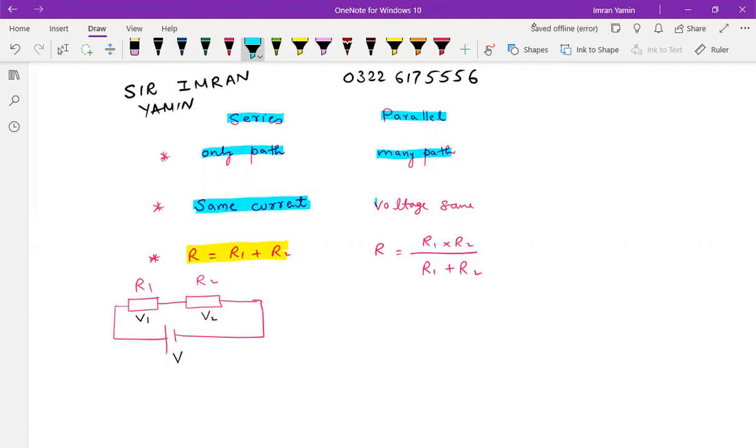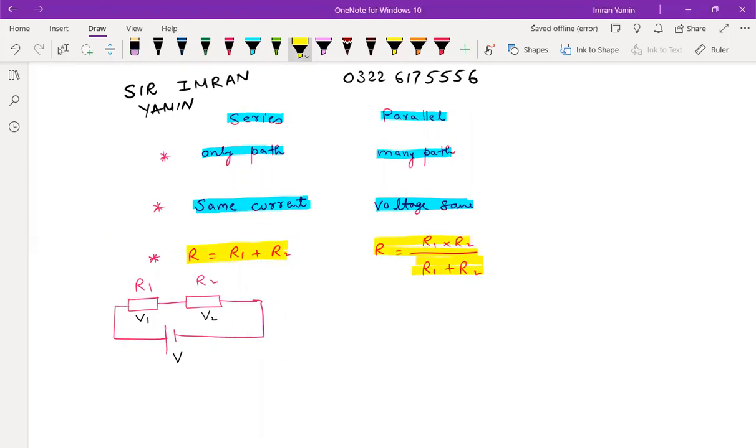In parallel combination, the PD, the potential difference across each resistor, is the same. And we can calculate the combined resistance of the circuit by this formula, or 1 upon R equals 1 upon R1 plus 1 upon R2 plus 1 upon R3. But the formula which I have shown, I think, is an easier way to calculate combined resistance.